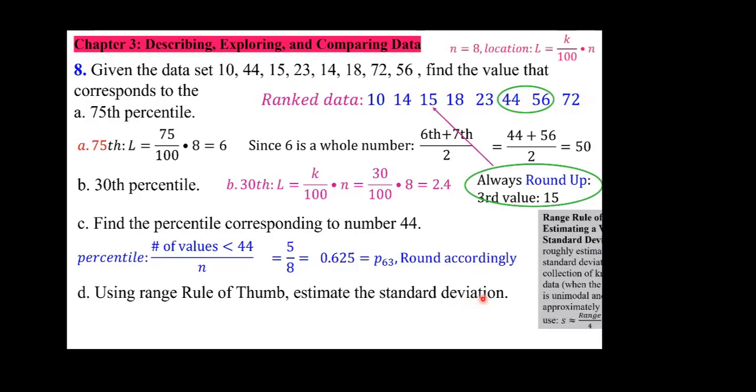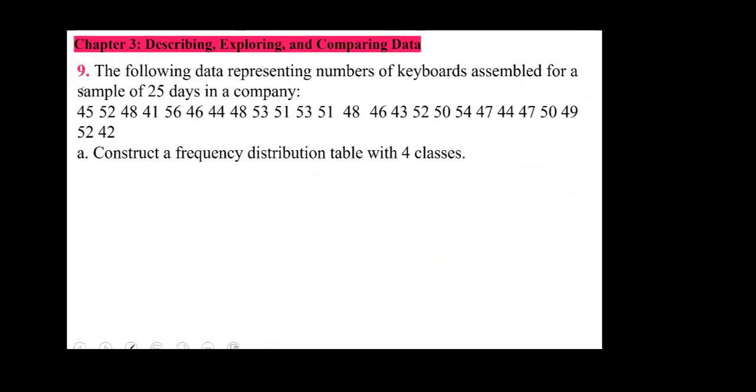Because of that, in order to find S, the range rule of thumb for estimating a value of standard deviation is to divide the range by 4. Roughly estimate the standard deviation from a collection of known sample data. When the distribution is unimodal and approximately symmetric, we can divide the range by 4. Remember, 2 standard deviations on each side. So with that being the case, you find the range, which is max minus min, and you divide it by 4. So 72 minus 10 divided by 4, and that gives us 15.5.